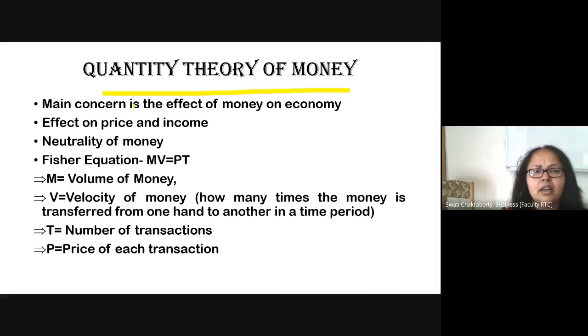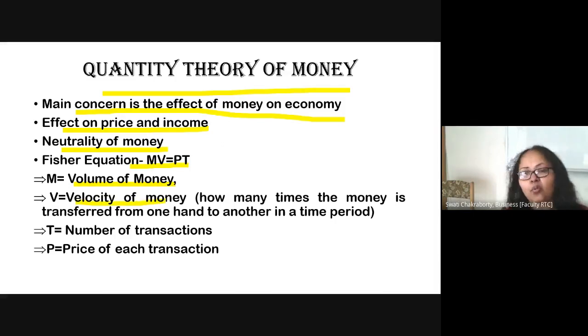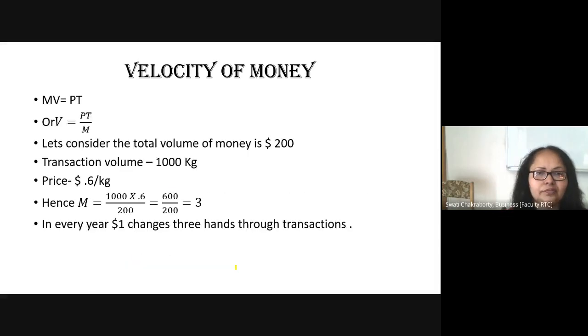The main concern in this theory is the effect of money on the economy, right? The effect on price and income. It talks about the neutrality of money. Now, Fisher's equation, as we know, is MV equal to PT, where M is the total volume of money, V is the velocity of money, that is how many times the money is transferred from one hand to another in a given time period, right? And T is the number of transactions. P is the price of each transaction.